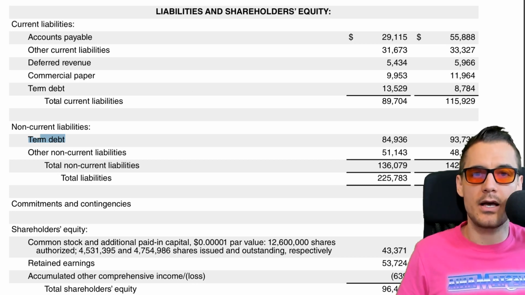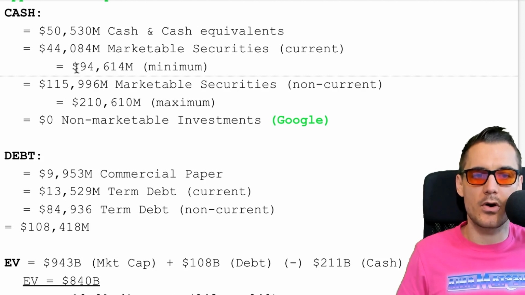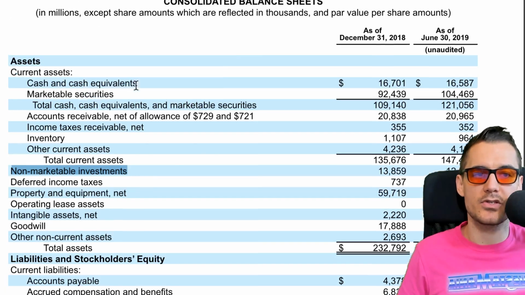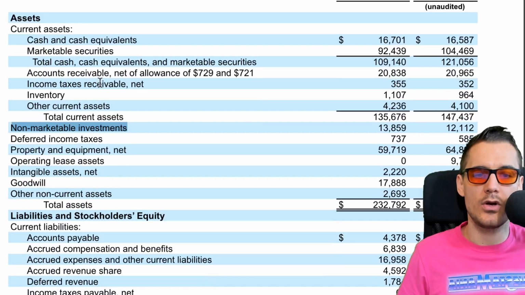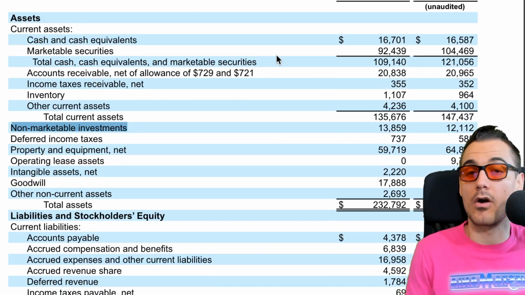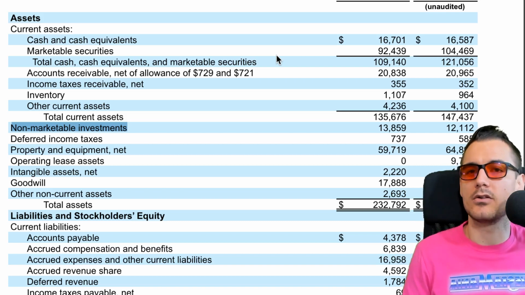Okay, so I have the numbers I just told you right here: cash equivalents, marketable securities, and so on. There are no non-marketable investments for Apple, but I just gave you a little example here. This is Google, Alphabet, and under their assets, they have non-marketable investments. So typically, non-marketable investments either aren't going to be there, a lot of companies don't have them, or they're not going to represent a large chunk of the pie.